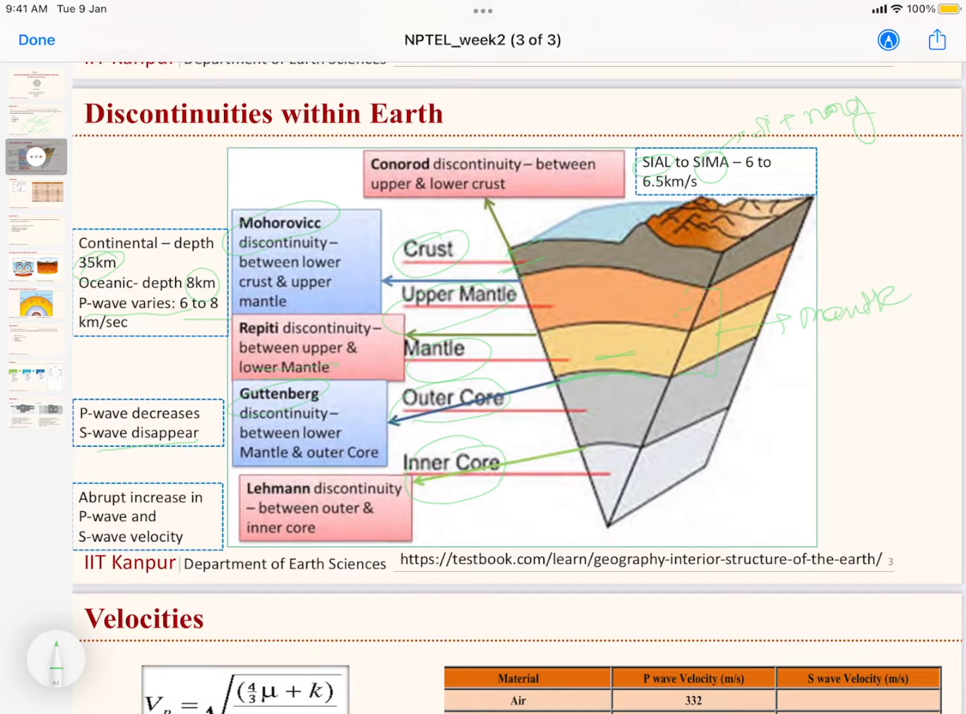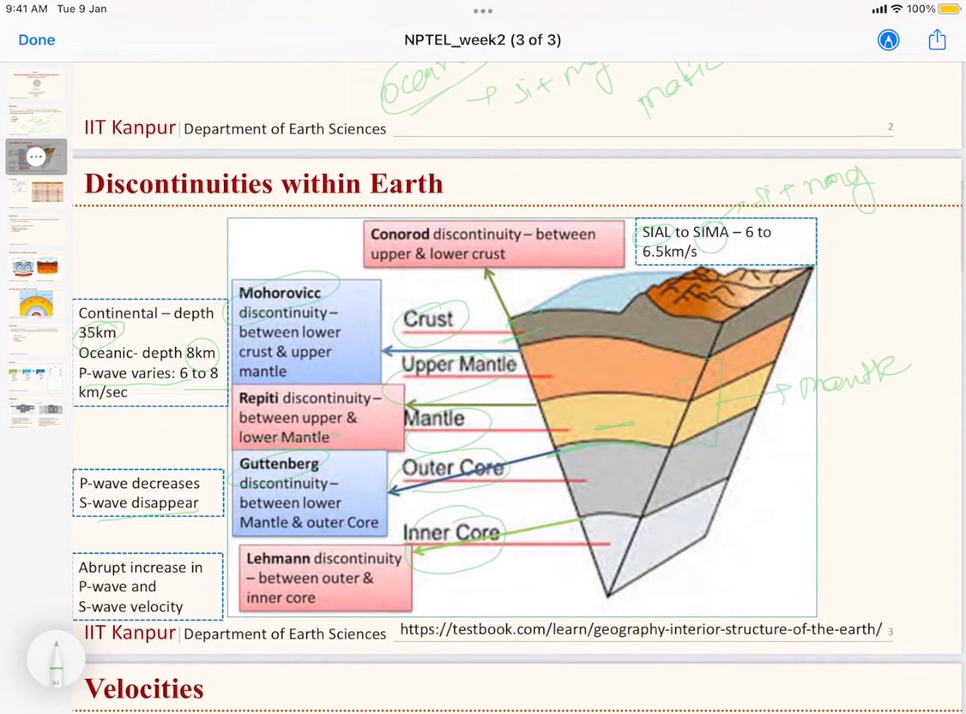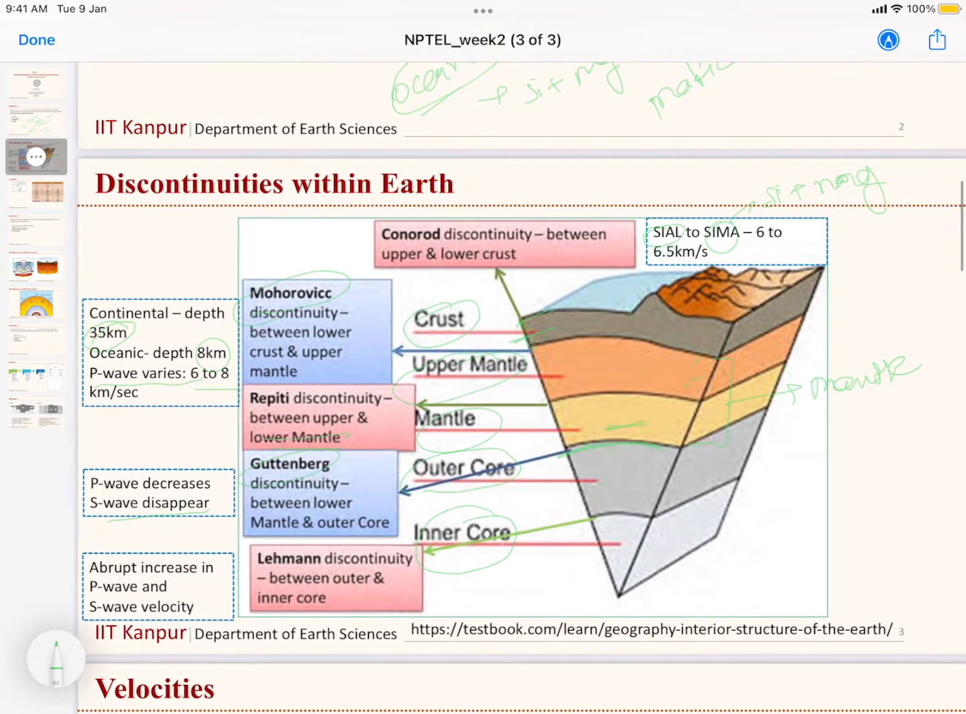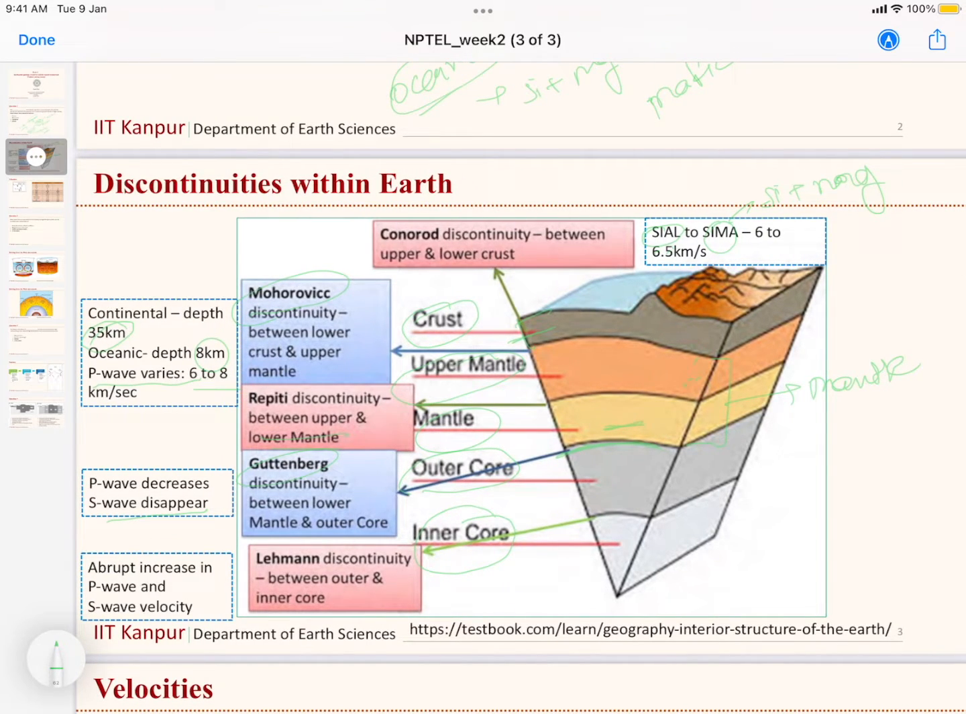I hope you are all aware of the velocity concept, like what P wave and S wave velocity are. If not, then we will discuss it briefly. And if you want to discuss it more, then in the next lecture I can prepare a separate slide for the velocities.